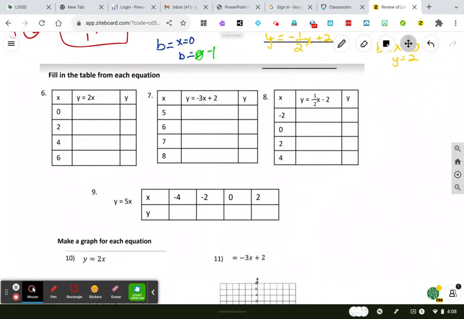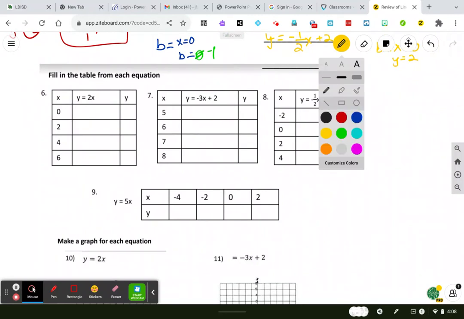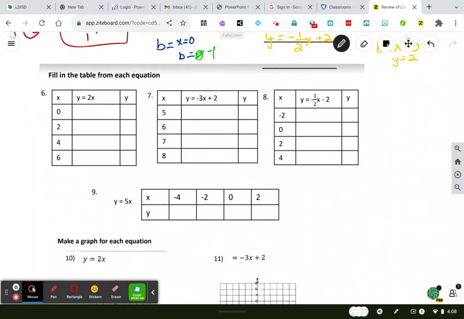And number 6, these seem to be the easiest for you guys because all you got to do is plug in the number. So y equals 2 times 0, y equals 2 times 2, y equals 2 times 4, y equals 2 times 6. So 2 times 0 is 0, 2 times 2 is 4, 2 times 4 is 8, and 2 times 6 is 12. Maybe if I can write it in there. That's it. Next thing, we'll go to this next one.